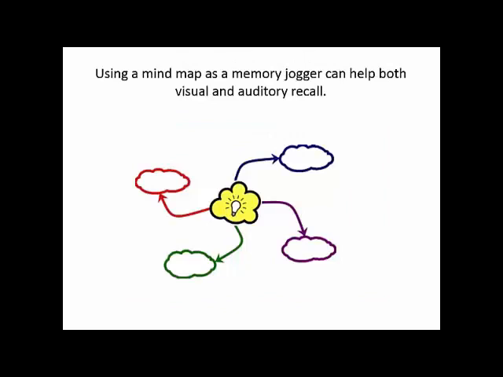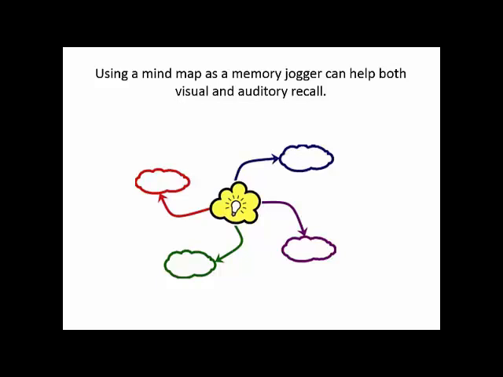Using a mind map as a memory jogger can help both visual and auditory recall. Mind maps are also used for brainstorming, summarizing information, and note-taking. They are also useful when trying to think through complex problems or presenting information that shows the overall structure of a subject. Mind maps can be color-coded, words, pictures, symbols, or a combination of words and pictures.